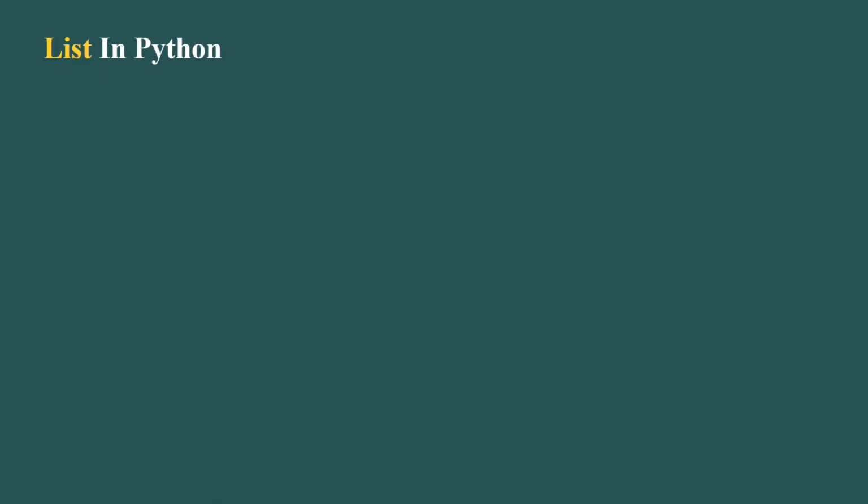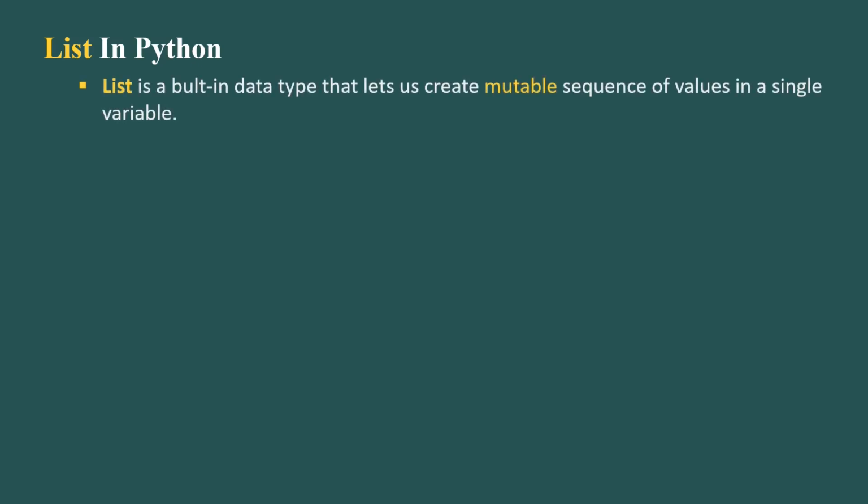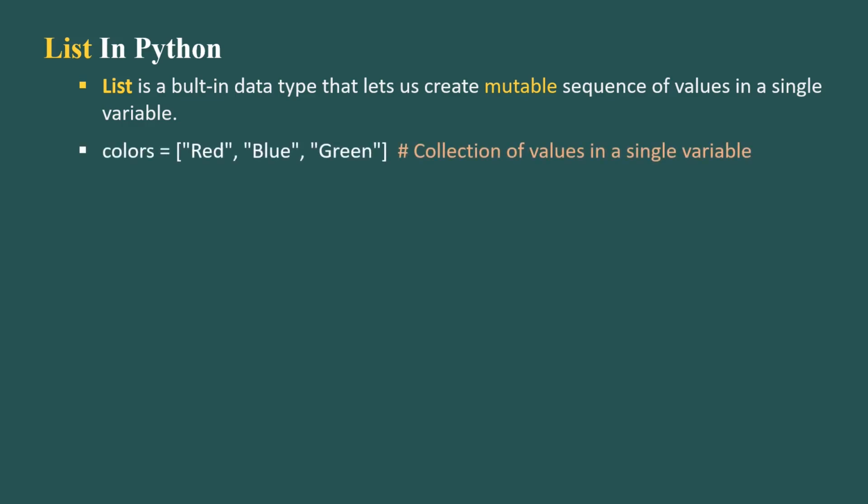What is list in Python? List is a built-in data type that lets us create a mutable sequence of values in a single variable. It can be written as a list of comma-separated values between the square brackets. So here we have an example of list. Colors is a variable of type list and its value is a list of three values, basically red, blue and green.